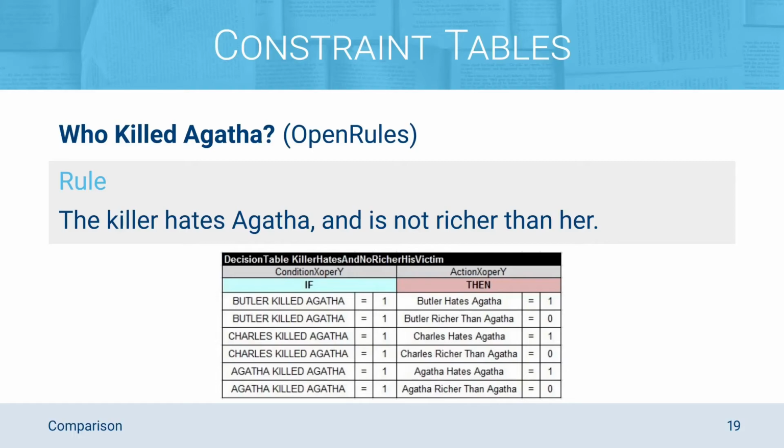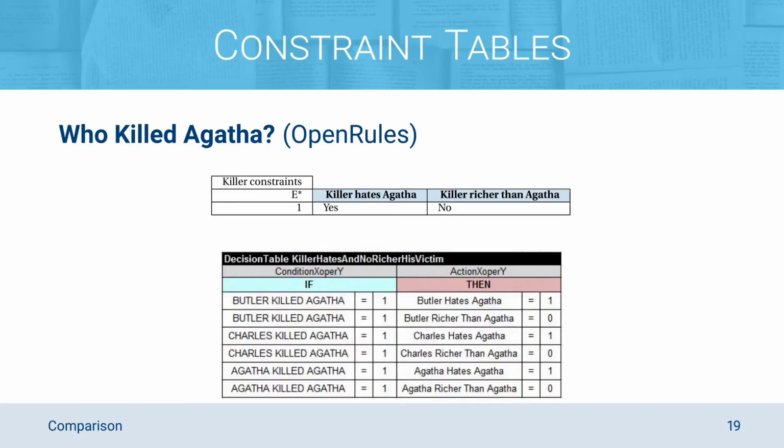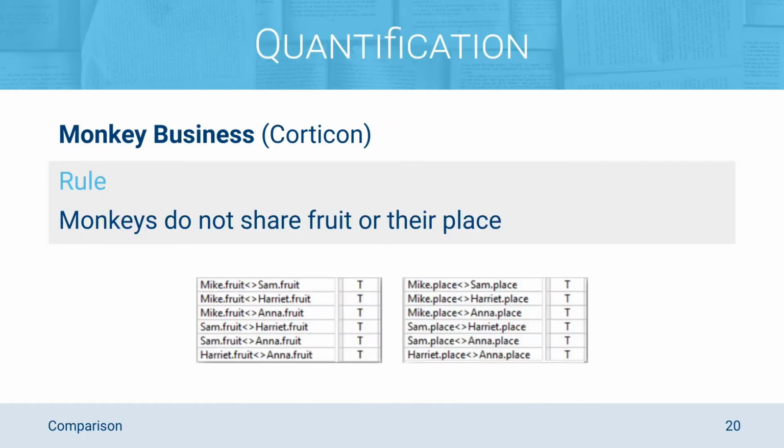In cDMN, however, all we need is a simple constraint, which states that the killer always hates Agatha, and the killer is never richer than Agatha. And this does functionally the same as the table below, except smaller, and it doesn't need to be updated if more people get added.